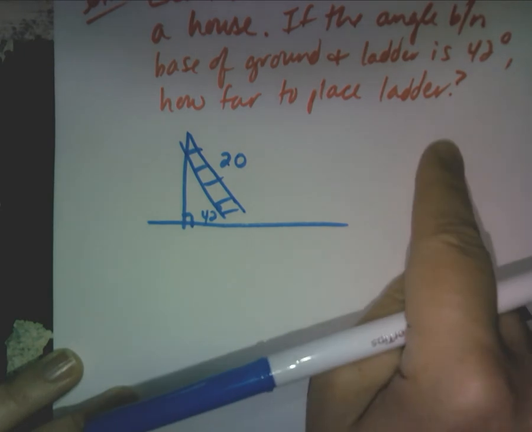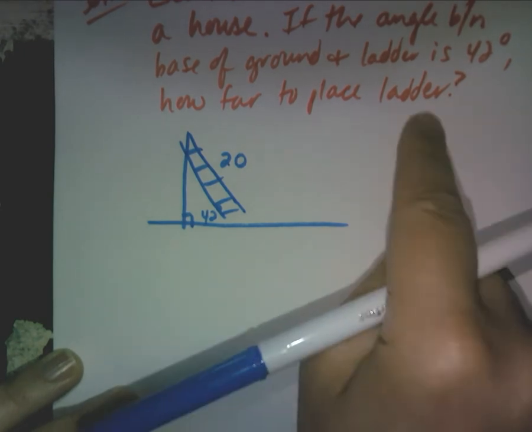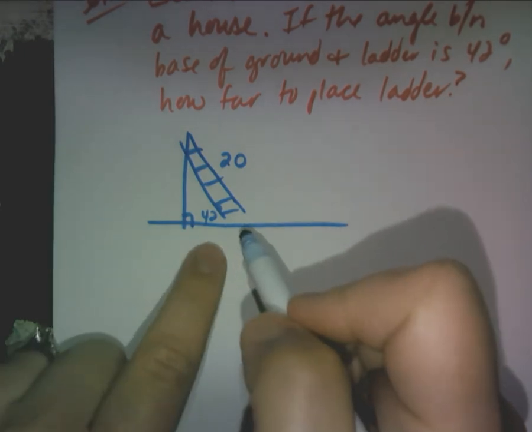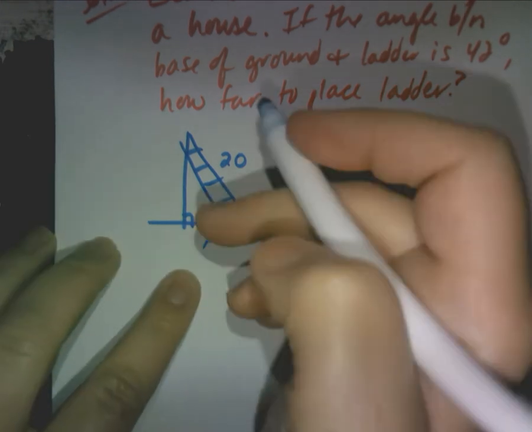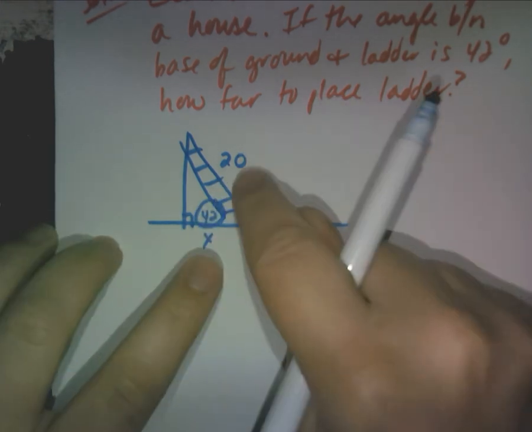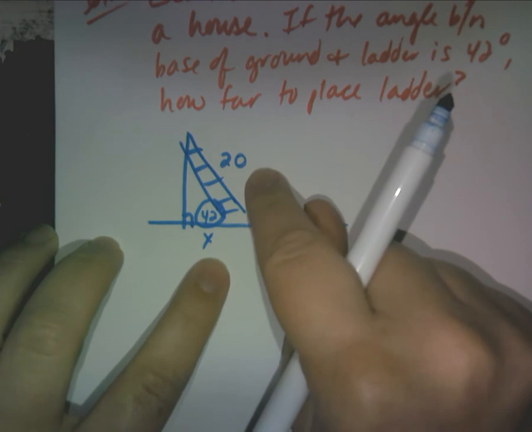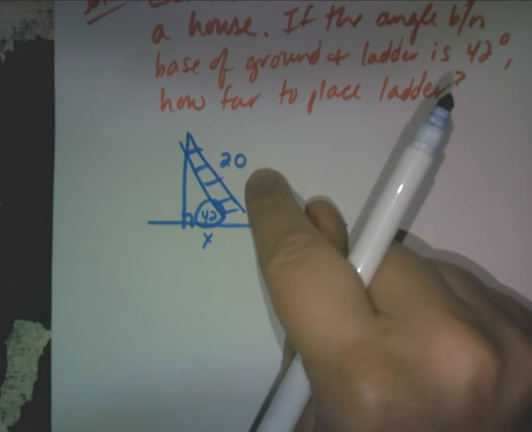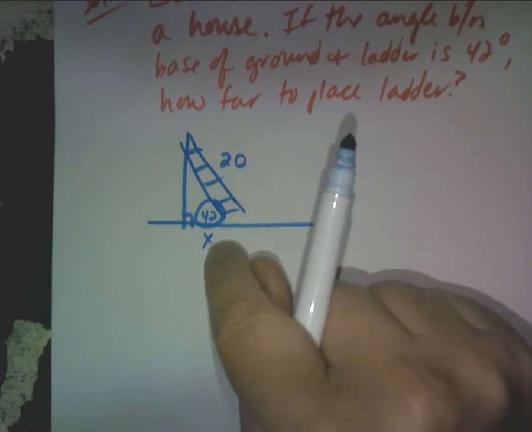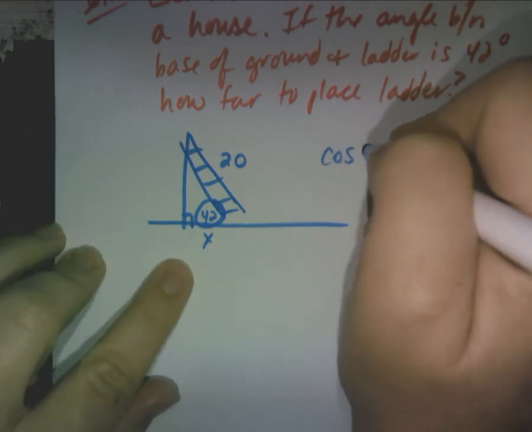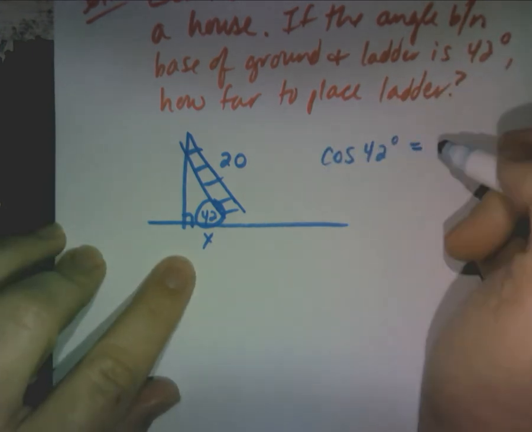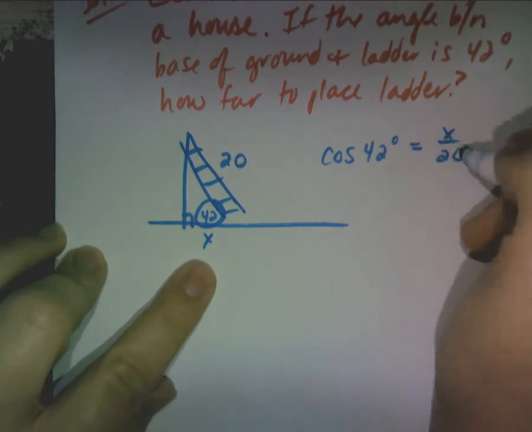And you are asked to find how far to place the ladder. So am I finding the bottom or the top? Okay, so we'll call that X. If you are standing here at the angle, how are these two related? Is it a SOH, a CAH, or a TOA? It's a CAH. It's adjacent and hypotenuse. So you would write the cosine of 42 degrees equals X over 20.